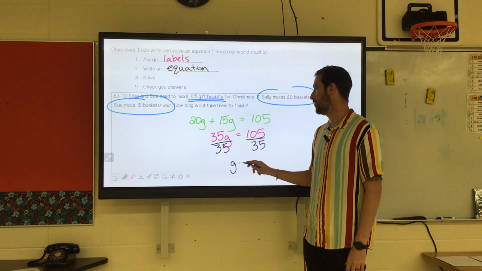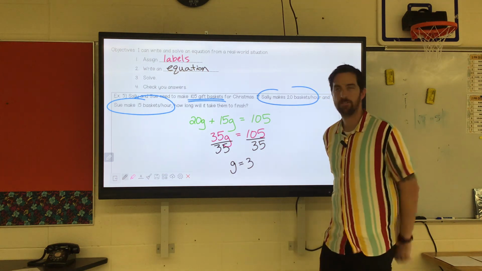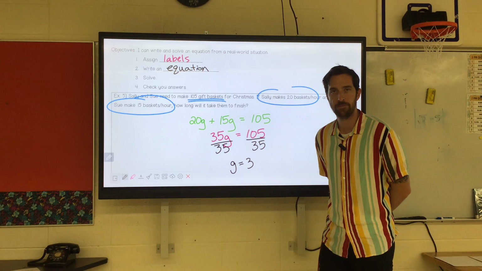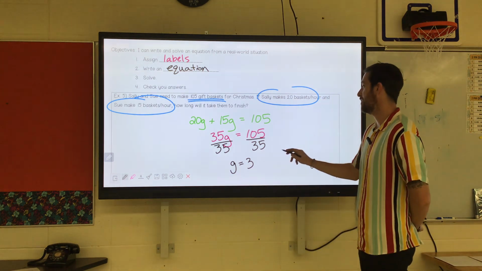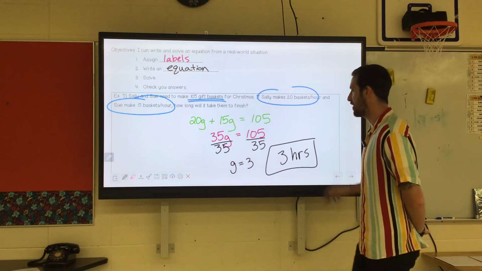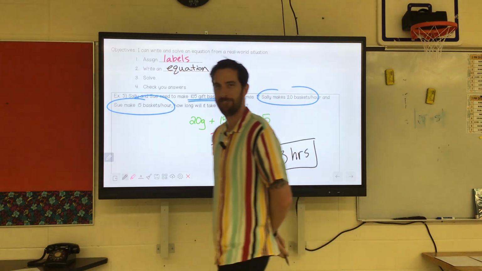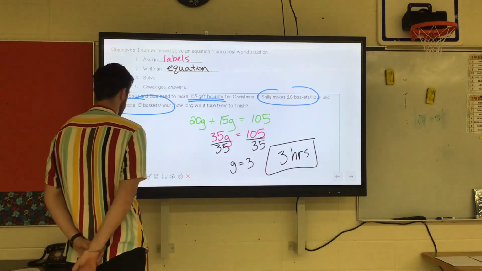And our answer will be g equals 3. But we're human beings. If I said how long will it take them to finish and you said g equals 3, I would think you sound silly. 3 what? It's going to take them 3 hours to make all those gift baskets. Fun. All right, we're going to try another one.